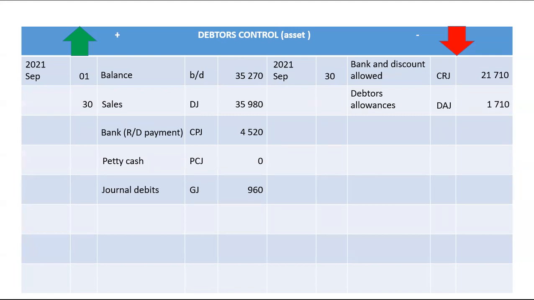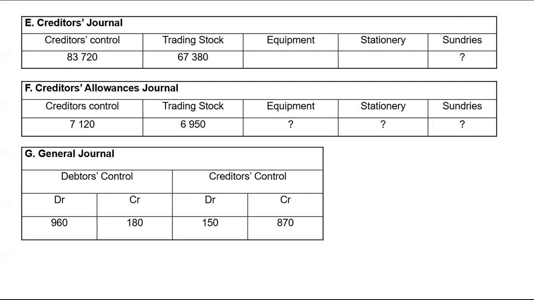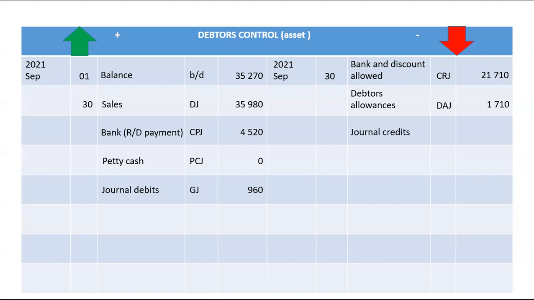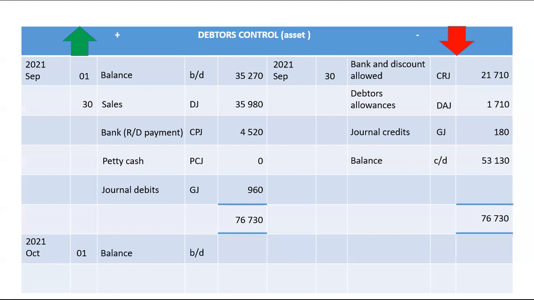The only amount we are left with now that will go to your DAJ will be your general journal. Under debtors control, we focus on the credit side, and the amount will be 180. That will reduce our debtors control. We will simply reduce our debtors control by that 180. Total up, take the bigger side minus the smaller side, you'll have balance carried down, and your balance carried down will be 53,130, and that will be your balance brought down in the new month. All right. Please check the next video to see how we account for trading stock.